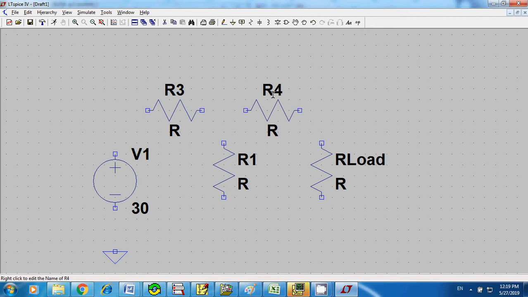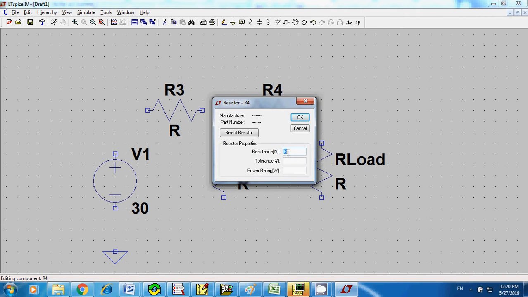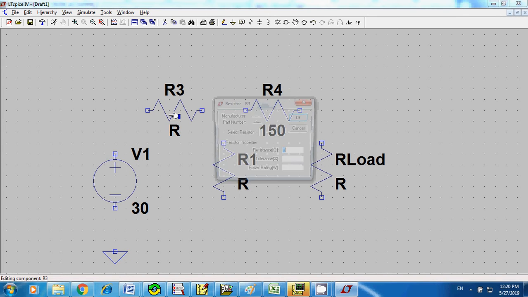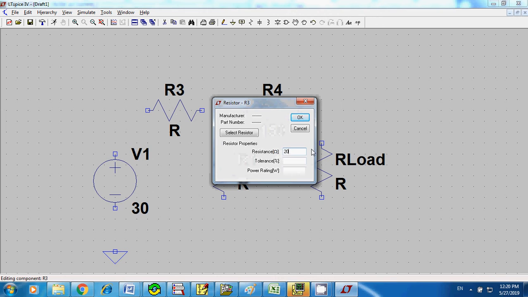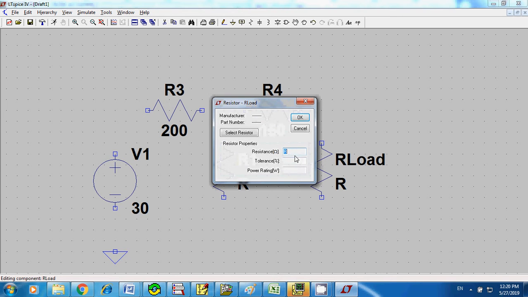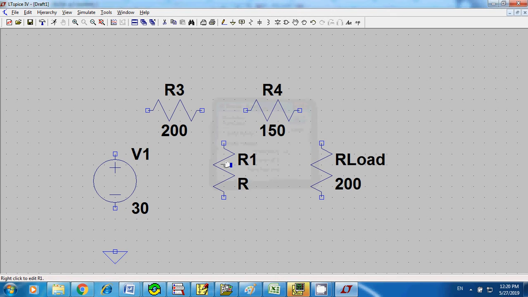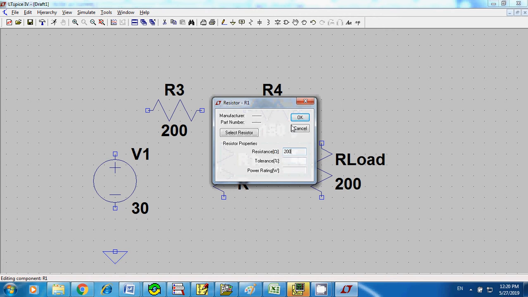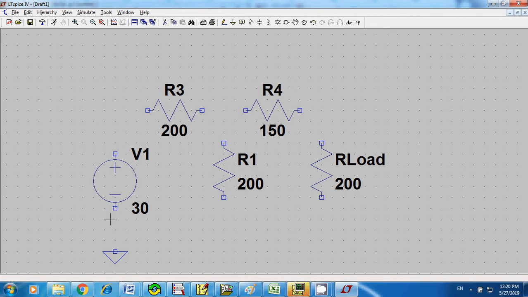And you want to change this one, change the value of R4. You go to the device, right click, and make this one only 150 ohms. So the rest is 200 ohms, right? I don't have to type that again, so I control C, and I go to the device. I control V to paste, and also R1, control V. Okay, and now the last step, make connections.